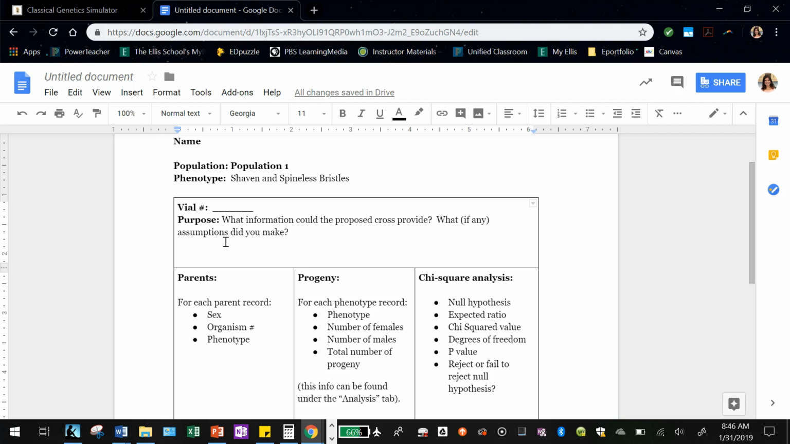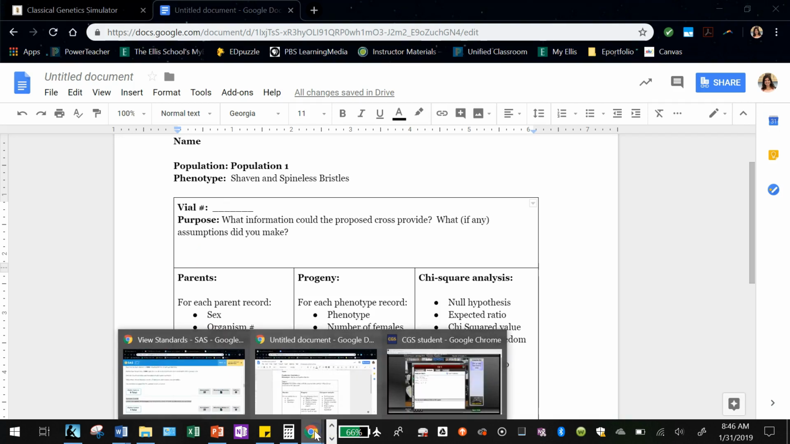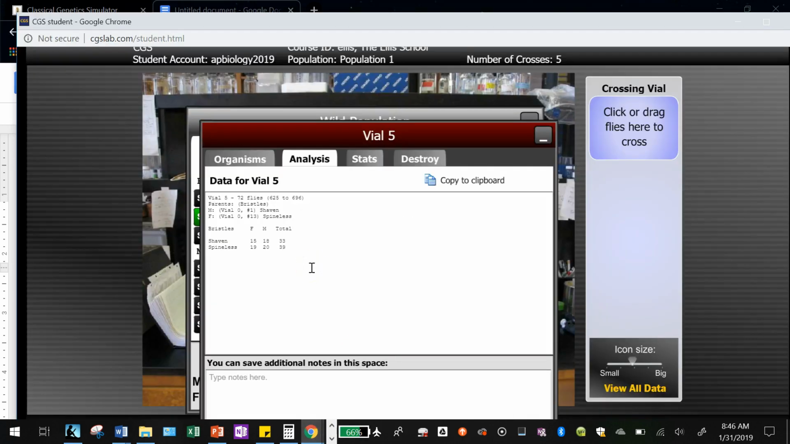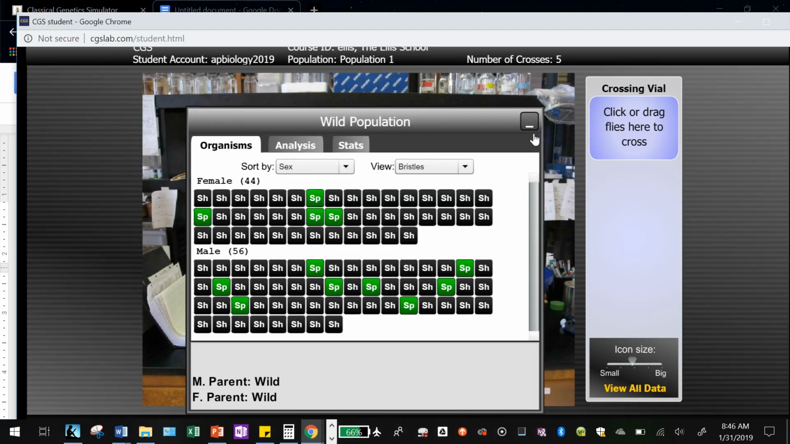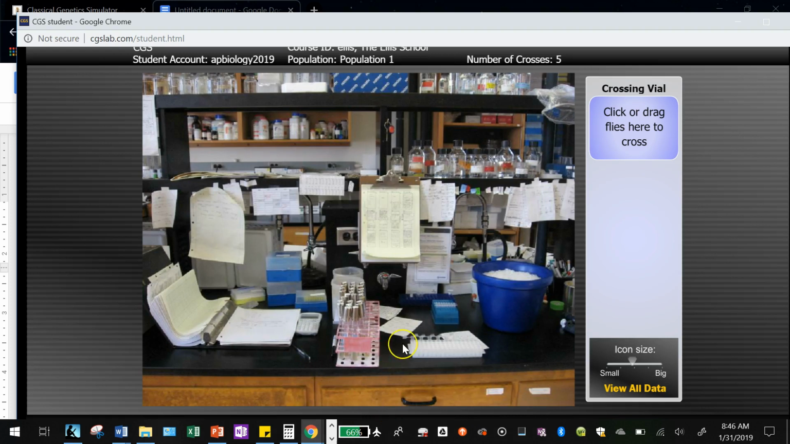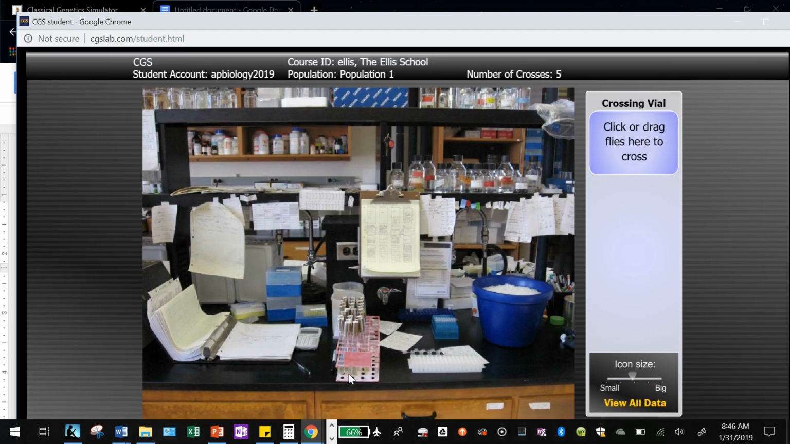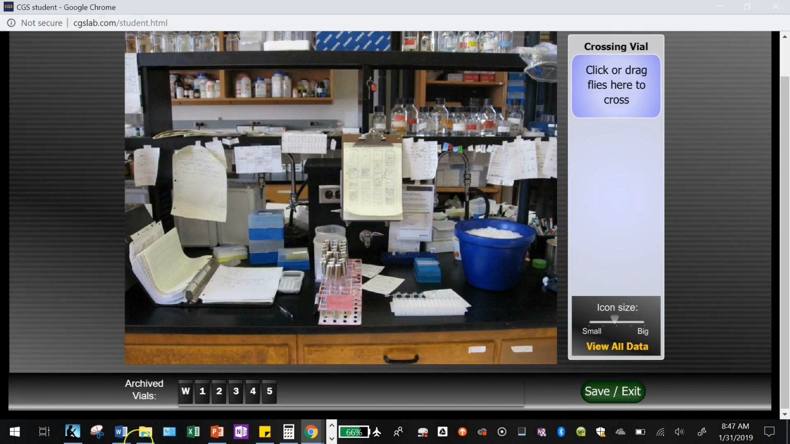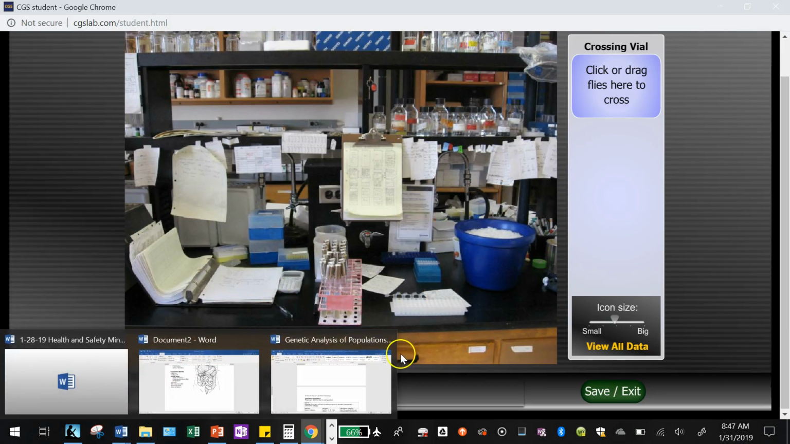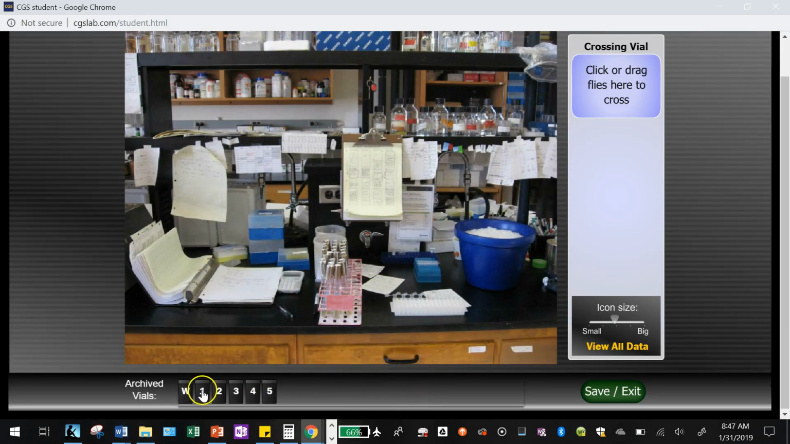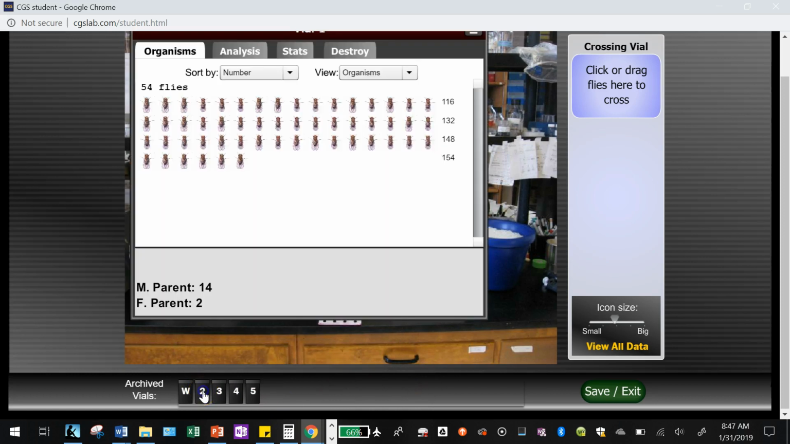So you want to record the vial that you were doing your crosses on. So this one would have been vial 5. I'm going to go back. I did a couple of earlier crosses. It does save all your crosses down here at the bottom.